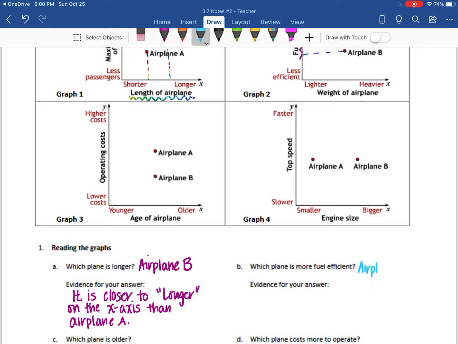And what's our evidence? We can kind of use the same format from the previous question. It is closer to more efficient on the y-axis than airplane B.